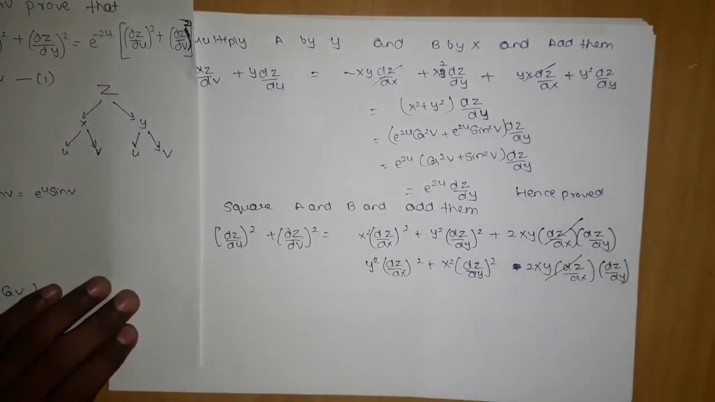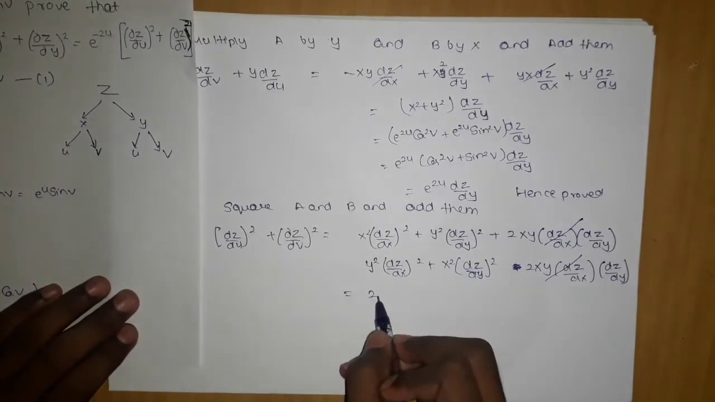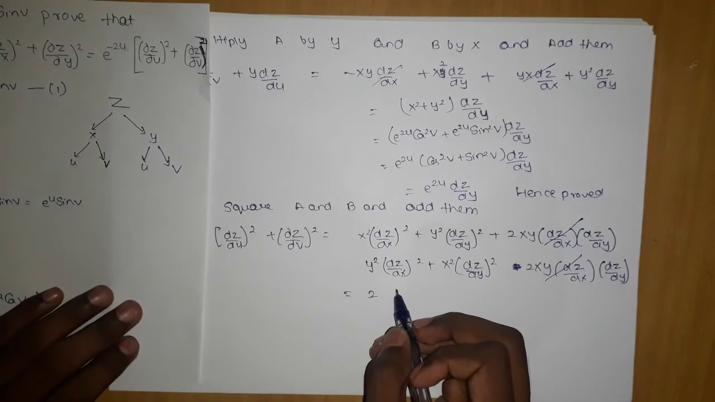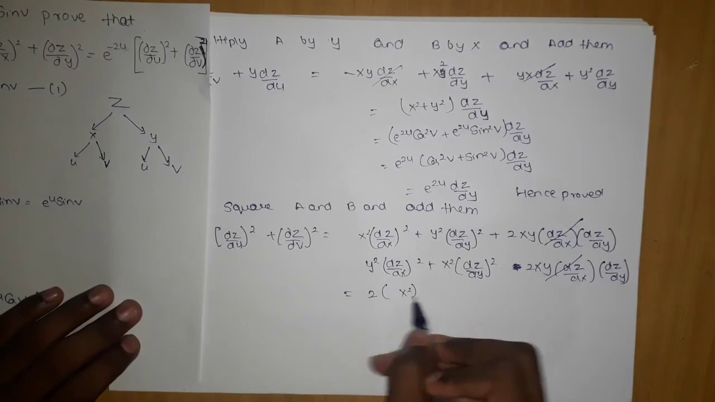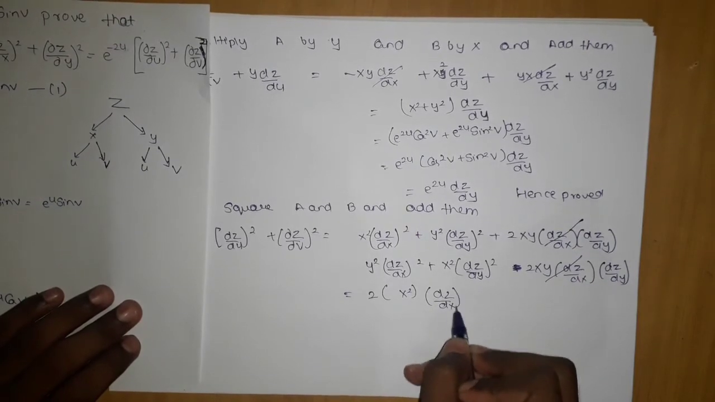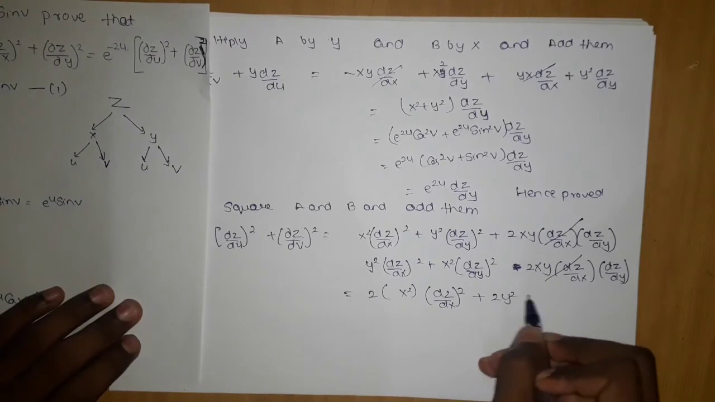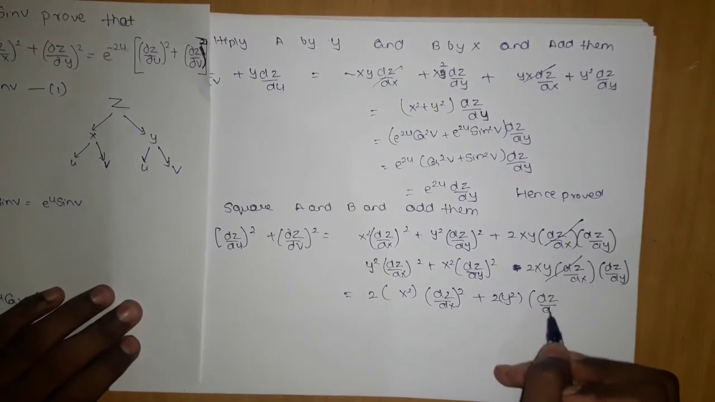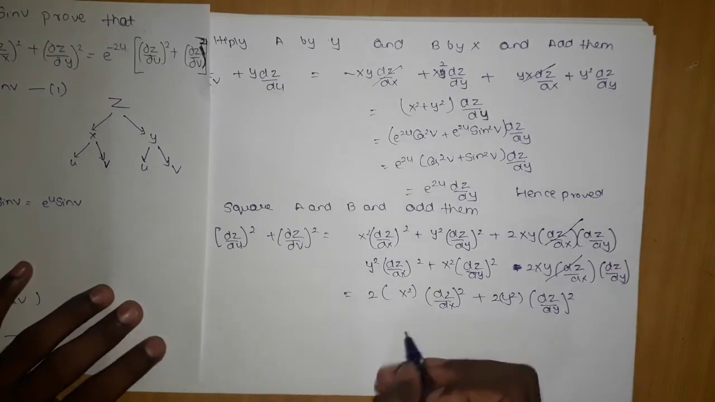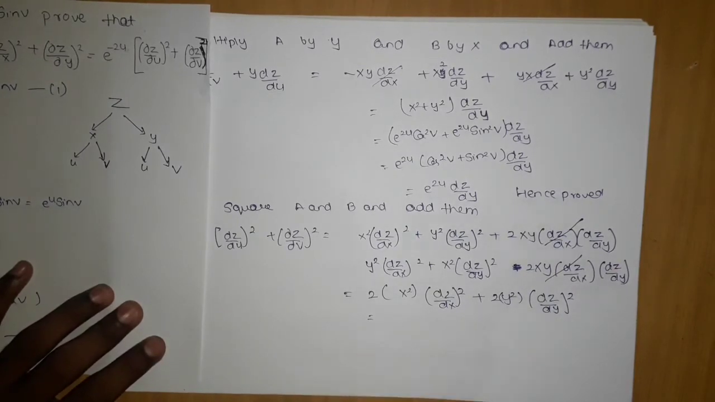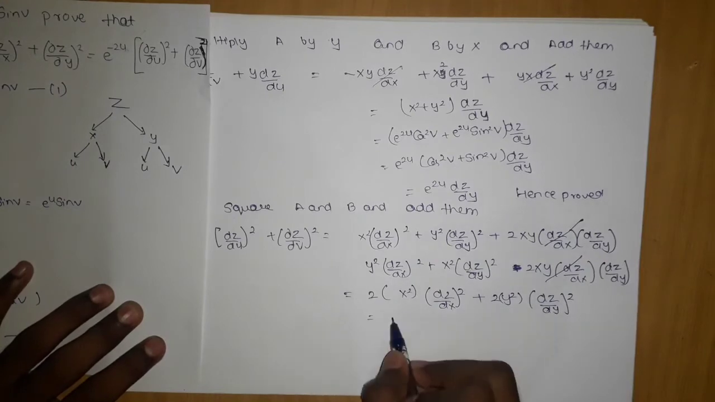This and this will cancel out automatically, and you can clearly make out 2 is coming out common. Sorry, 2 is coming out common. x square into dou z by dou x the whole square plus twice y square into dou z by dou y the whole square. x square we can substitute like this, we have x square, 2 I can take common.